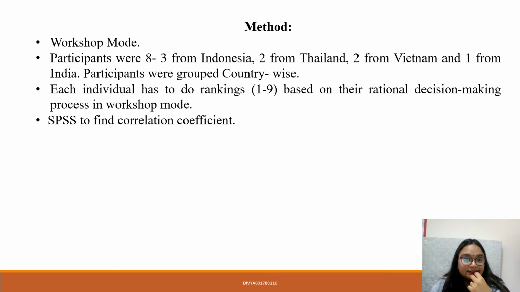The methods. This research has been done in a workshop mode. 8 participants took part, of whom three were from Indonesia, two from Thailand, two from Vietnam, and one from India. Participants were grouped country-wise. Each individual had to do a ranking from 1 to 9 based on their rational decision-making process in a workshop mode. It is very important to note that it has been done in a workshop mode. SPSS was used to find the correlation coefficient.